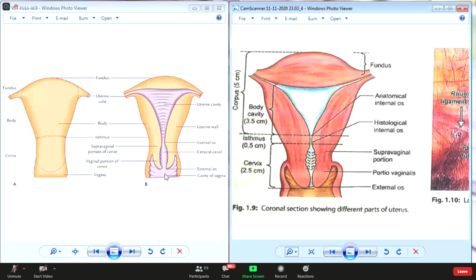Uterine, right? And the other part is the external os, the continuation of the cervix into the cavity of the vagina, right? But this is a very different concept. They actually stress on this isthmus because it's a short area but taken up along with the body of the uterus.